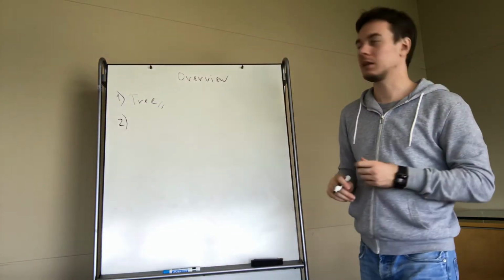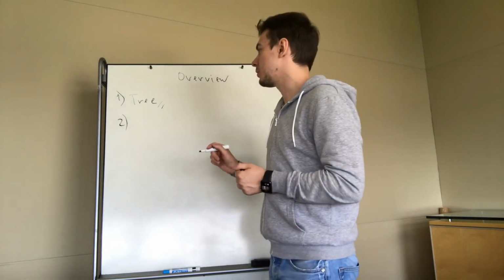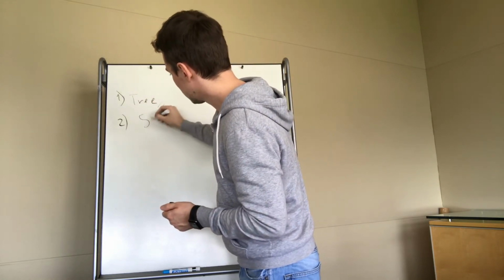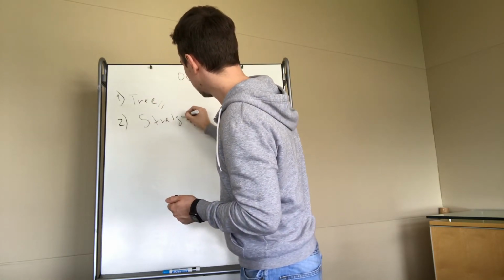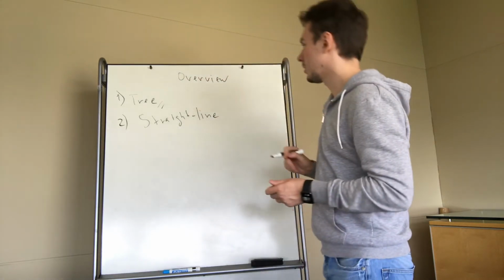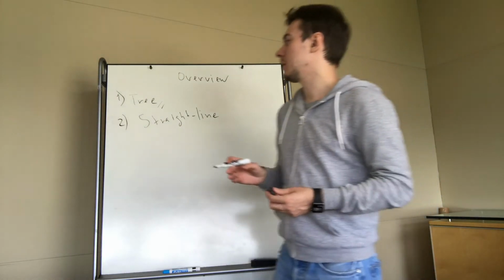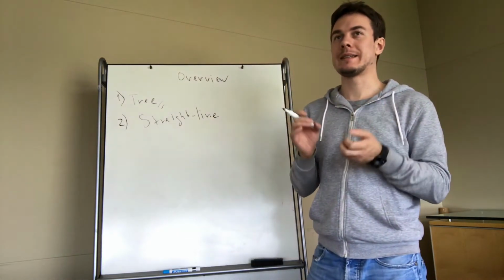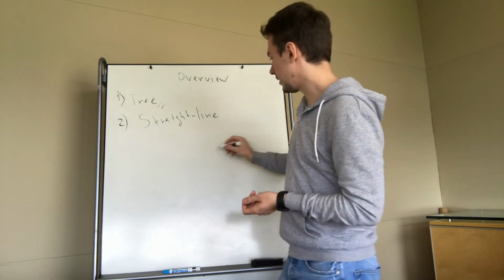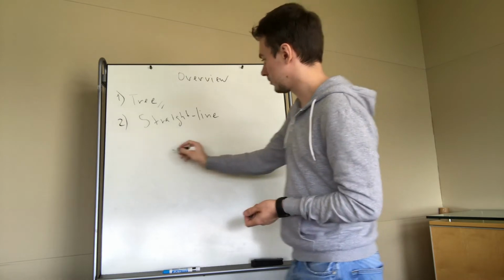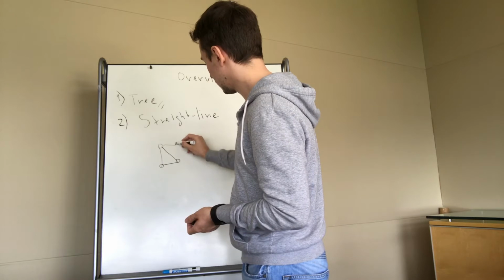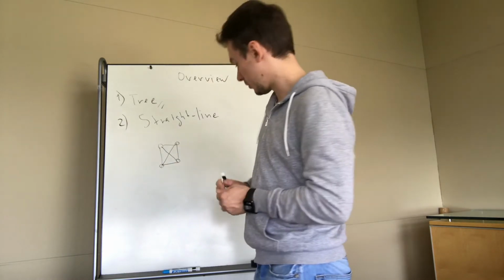The second class of planar graph drawing algorithms is straight line. If a graph is a planar graph, it can be drawn so that all its edges are straight lines. Let me show you an example. This is a planar graph because we can draw it like this.